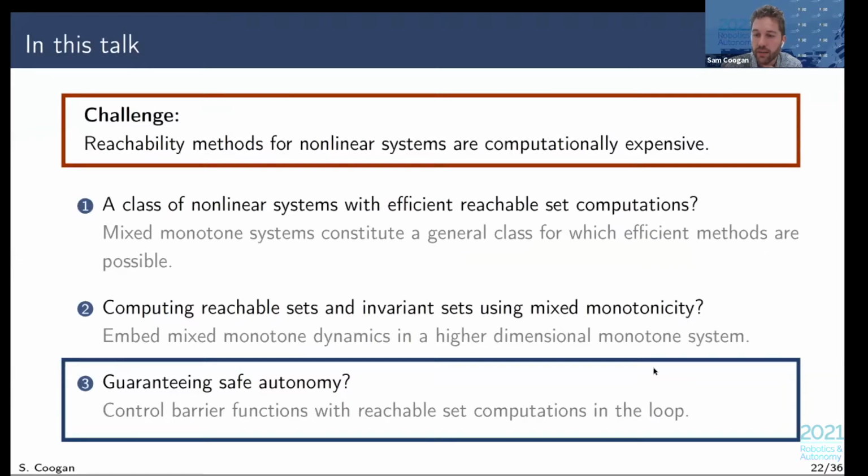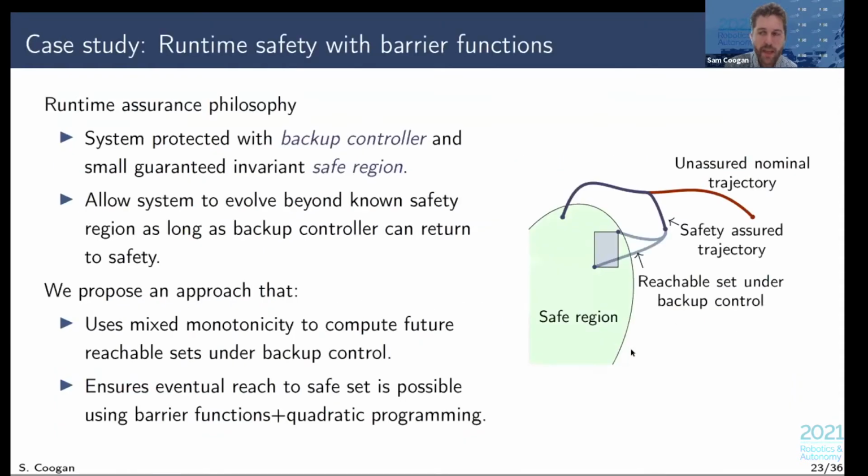Good. So I think maybe I have maybe 5 or 10 more minutes. Am I computing correctly? So I want to now turn a little bit to our applications that we've been applying these ideas in. So we've been using these ideas for runtime safety, so embedding safety in the control loop. So let me try to explain the philosophy a little bit and then explain the mechanics we're using to make this work. So the philosophy is rather straightforward.